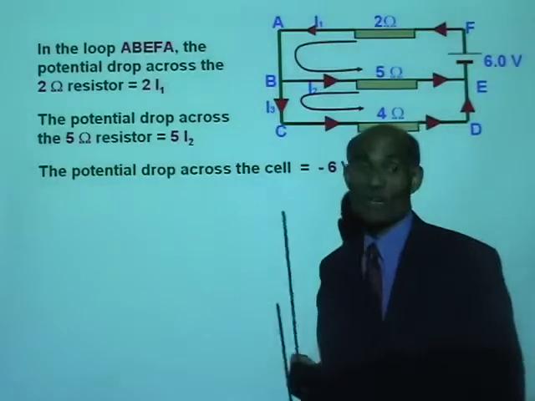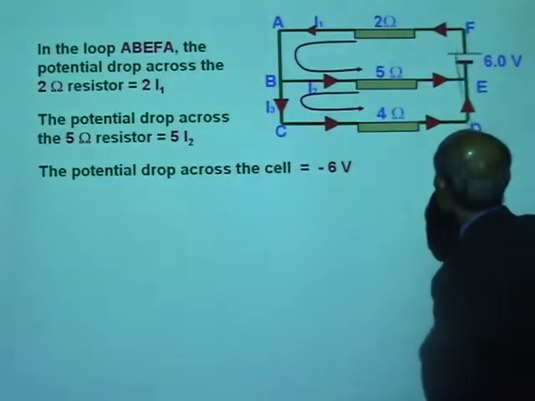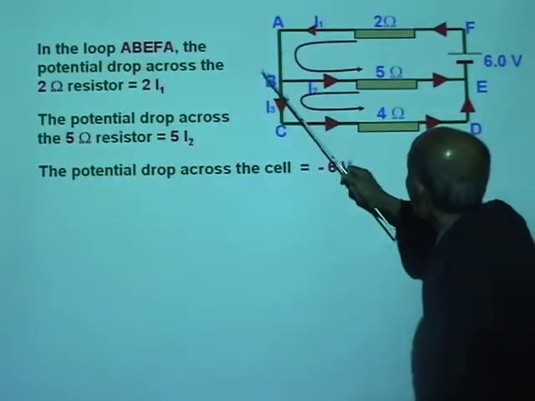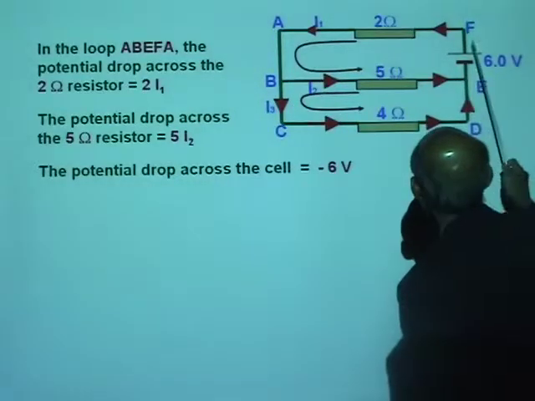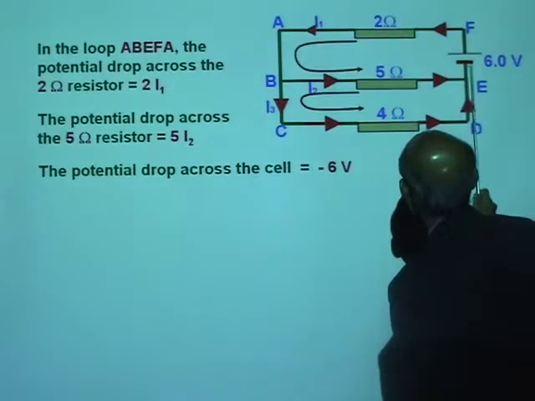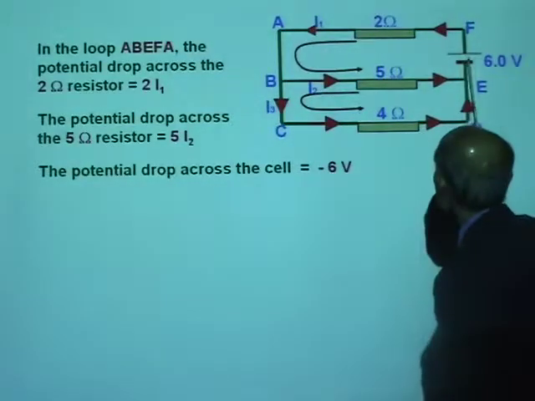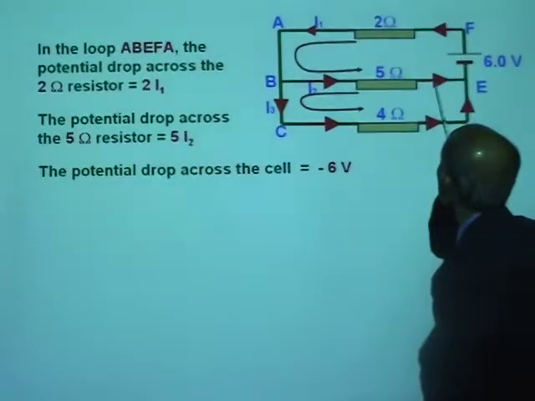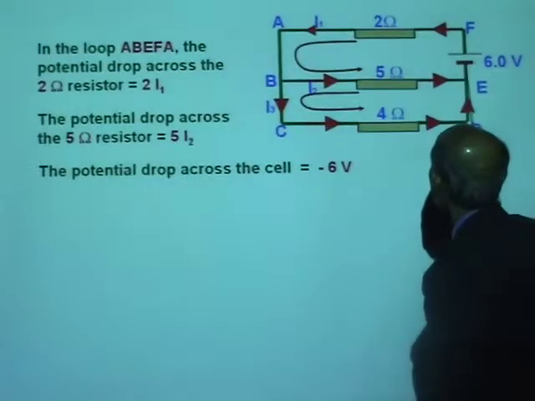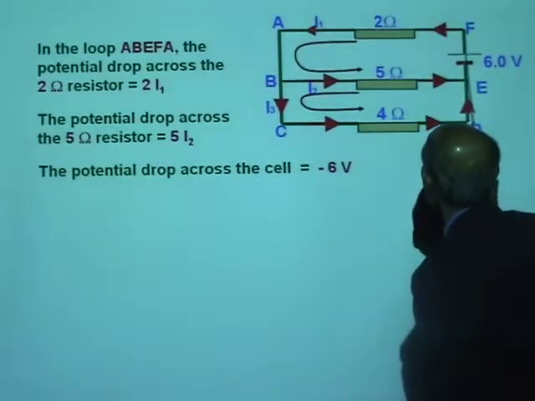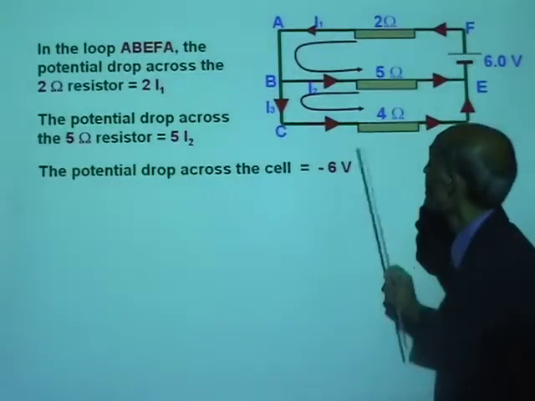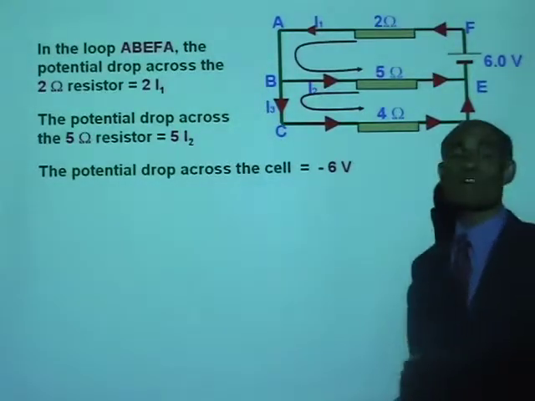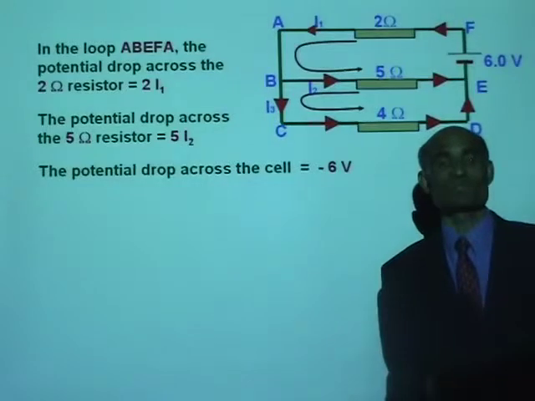Alright, tell me, what is the potential drop across the cell? You see, the loop is traced out now A, B, E, F. That means you're going through the cell, which direction? From negative to positive. That means when the loop is traced out through the cell from negative to positive, the potential drop across the cell will be negative. So the potential drop across the cell now is negative 6 volt.